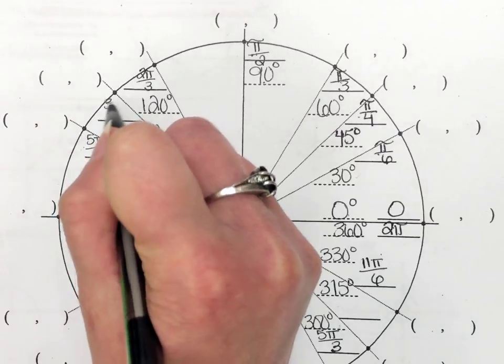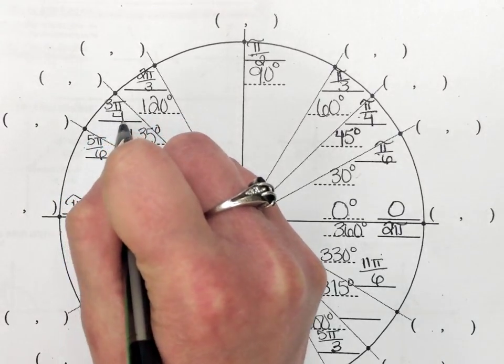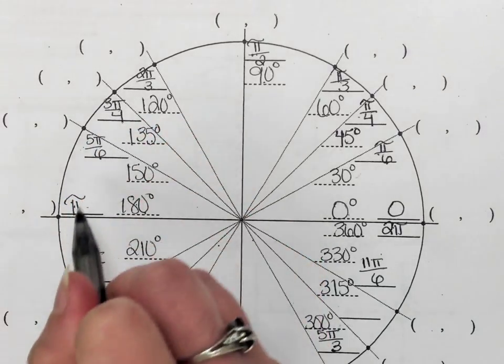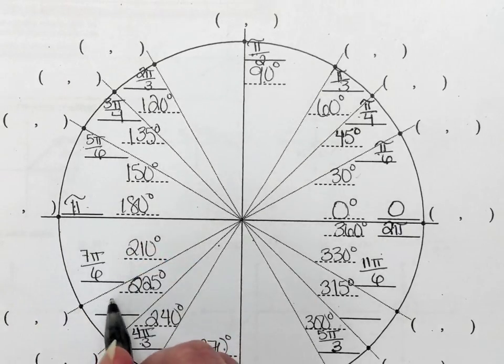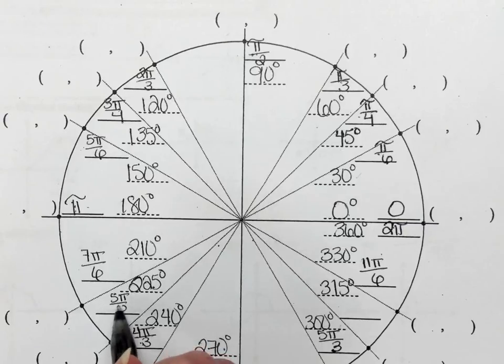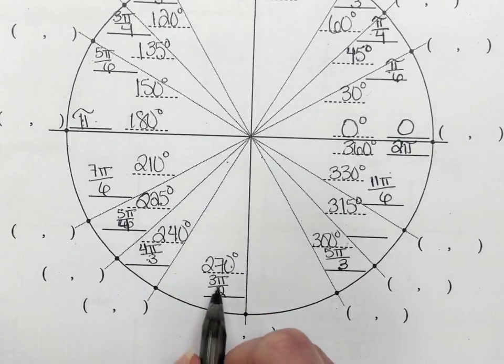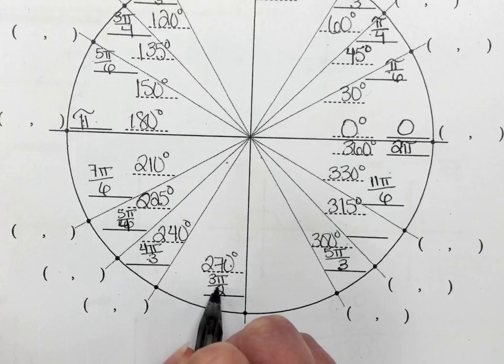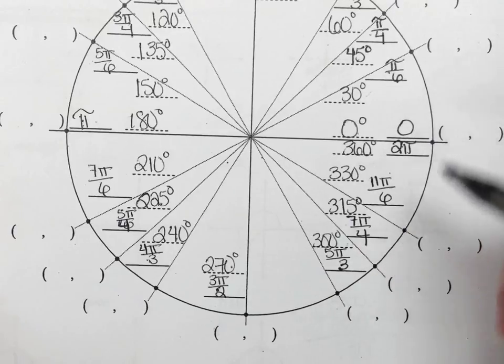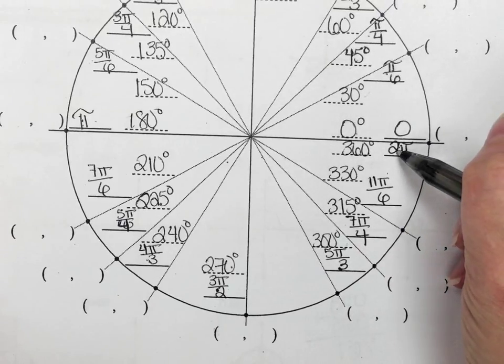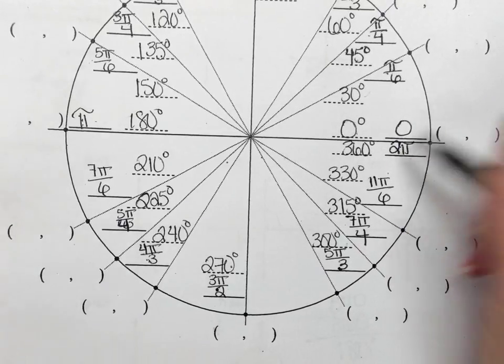This is 3 over 4. This is 4 over 4, which is still pi. 5 over 4. Ooh, I can't write. And then 6 over 4 is still 3 over 2. 7 over 4. And then 8 over 4 is still 2. Y'all okay? Alright, thank you, Jay.